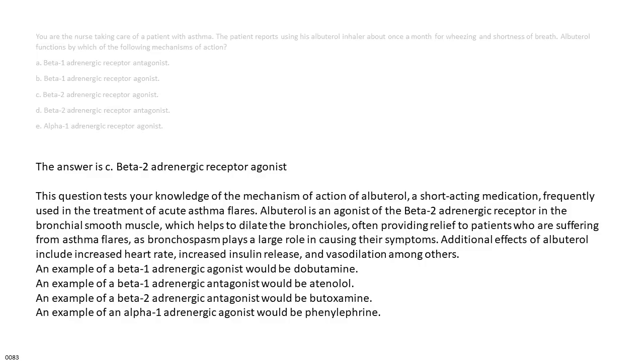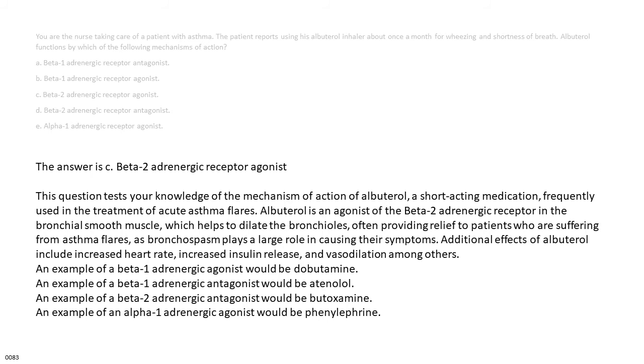The answer is C. Beta-2 adrenergic receptor agonist. This question tests your knowledge of the mechanism of action of albuterol, a short-acting medication frequently used in the treatment of acute asthma flares. Albuterol is an agonist of the beta-2 adrenergic receptor in the bronchial smooth muscle, which helps to dilate the bronchioles, often providing relief to patients suffering from asthma flares, as bronchospasm plays a large role in causing their symptoms. Additional effects of albuterol include increased heart rate, increased insulin release, and vasodilation among others.